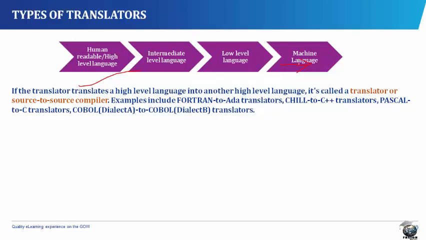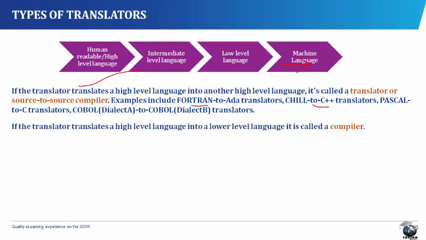If the translator translates a high-level language into another high-level language, it is called a translator or source-to-source compiler. Examples include Fortran to Ada translators, C to C++ translators, Pascal to C translators, COBOL dialect A to dialect B translators. We also have translators that translate from high-level language into a lower-level language, and this is called a compiler.